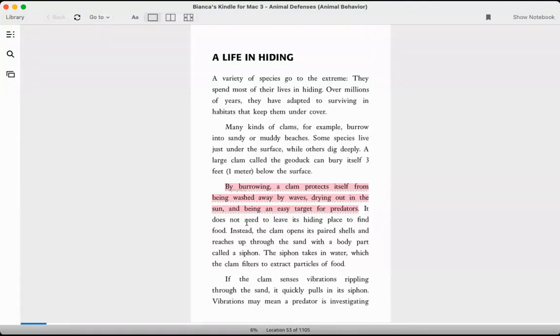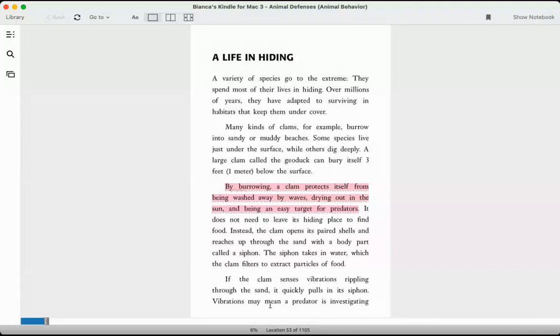It does not need to leave its hiding place to find food. Instead, the clam opens its paired shells and reaches up through the sand with a body part called a siphon. The siphon takes in water, which the clam filters to extract particles of food.